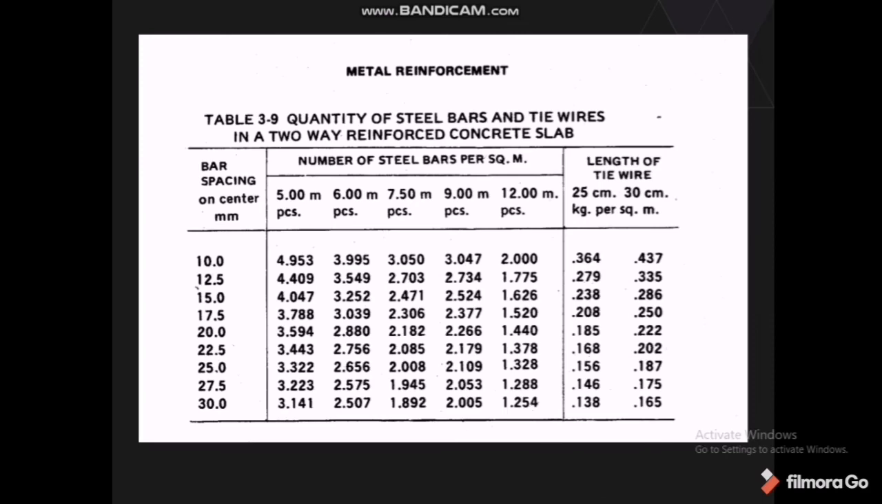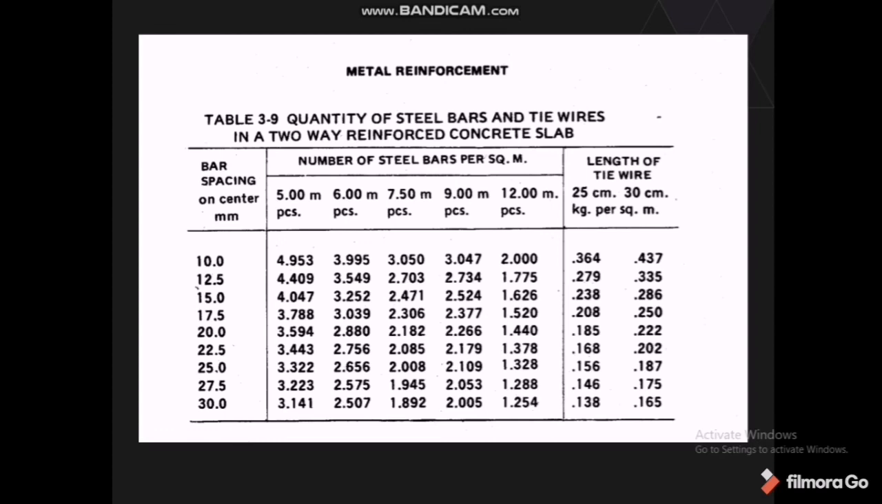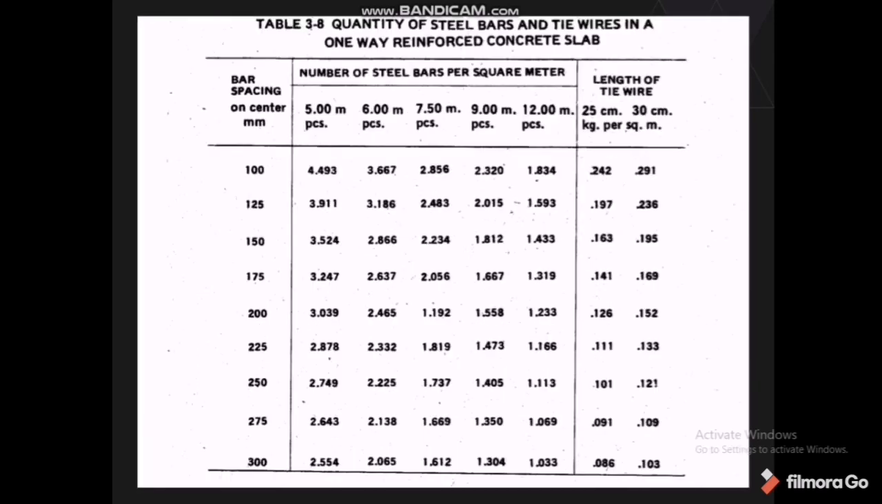And this is the table 3-9, quantity of steel bars and tie wires in a two-way reinforced concrete slab. This is a one-way reinforced concrete slab and two-way reinforced concrete slab. These tables are very useful in calculation and much easier to use because of the data that are being plotted.